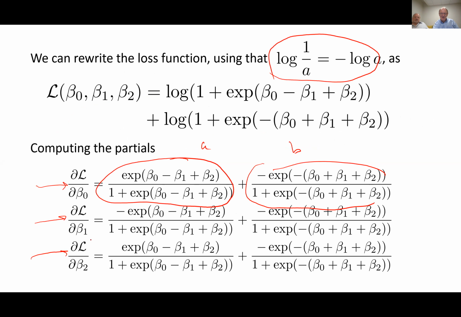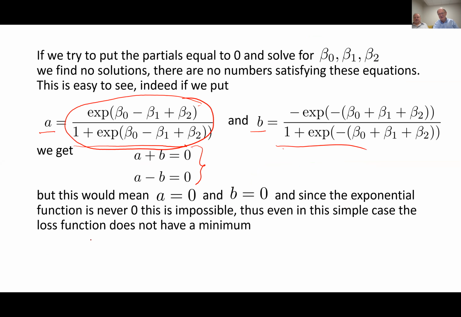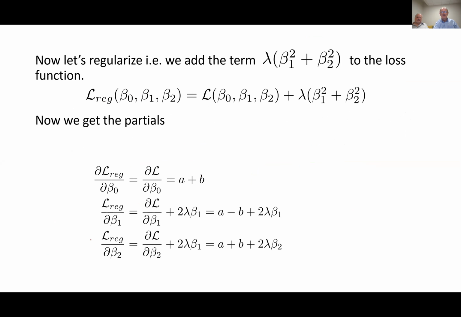And so that's bad, because that's what we need in order to use logistic regression. We need to find a minimum here, but there is no minimum. So this loss function does not have a minimum. And what do we do then? Well, that's where regularization comes in. So that's another very good reason for using regularization, as we saw here. If you don't use it, there is no solution. But let's try to regularize.